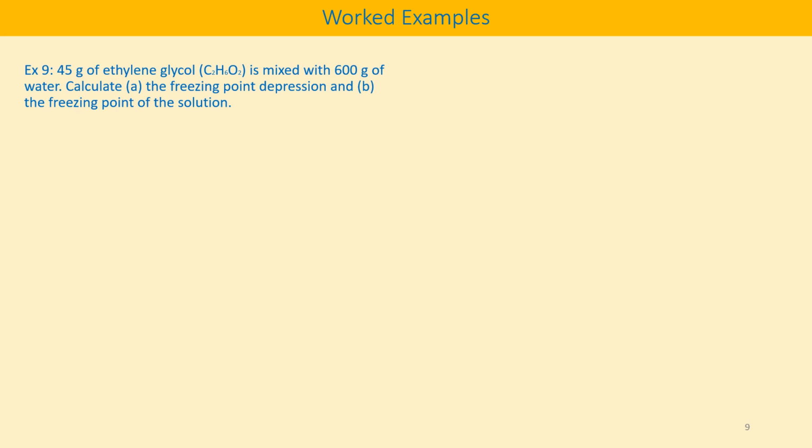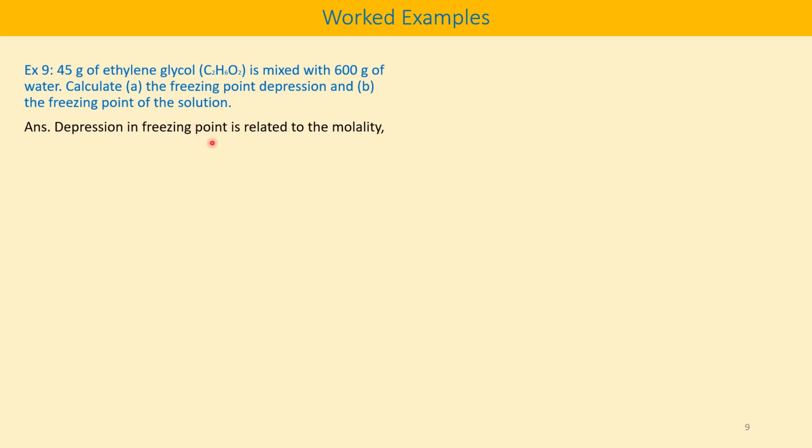Now, examples. Example number 9. 45 grams of ethylene glycol, that is C2H6O2, is mixed with 600 grams of water. Calculate A, the freezing point depression, and B, the freezing point of the solution. Answer.